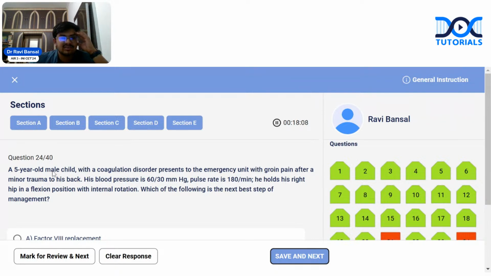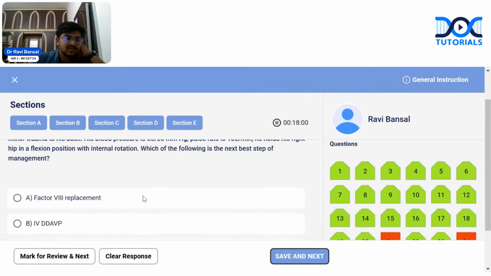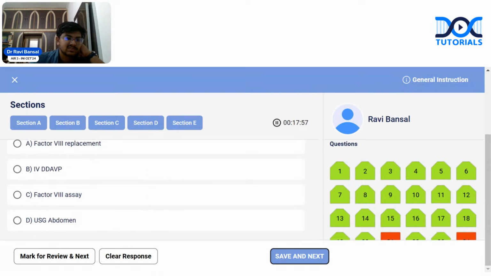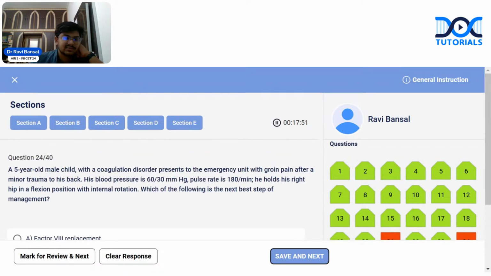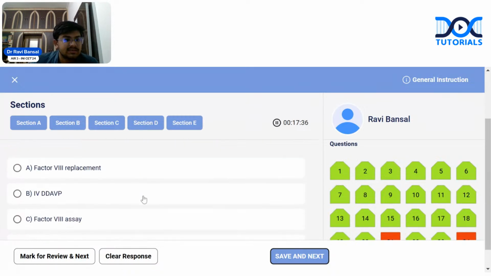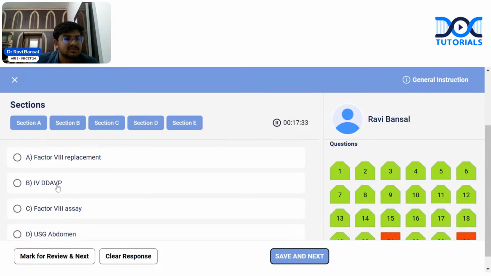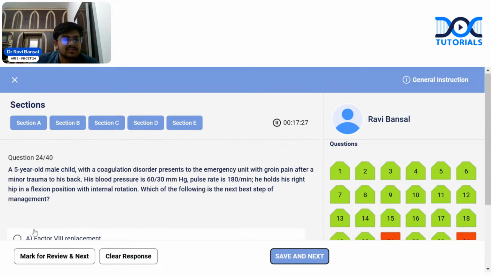Pulse rate is definitely high for a 5-year-old child. There is hip flexion and internal rotation, so there may be hemarthrosis. What will you do as the next best step for the management? USG abdomen, factor 8 assay. This is most likely hemophilia A. In the emergency, first of all, you want to confirm the diagnosis. It might be hemophilia B, and obviously DDAVP is used in hemophilia A. You can use it. USG abdomen has less role, I think.